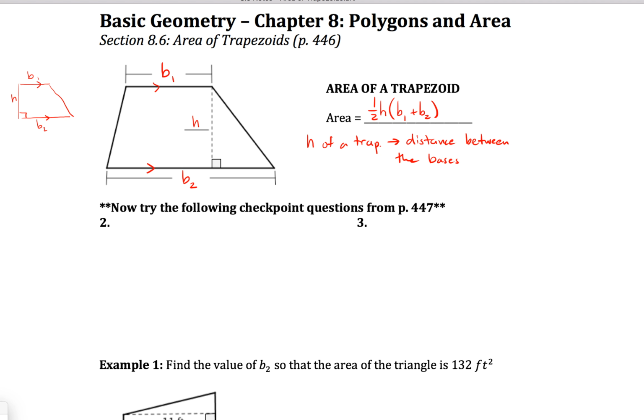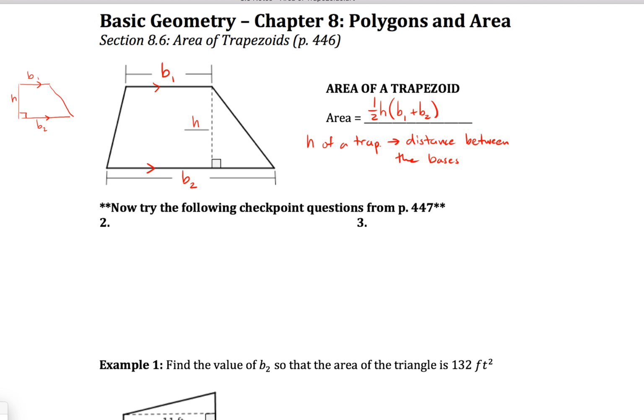Also, you might want to remember that the bases don't always have to be on the top and the bottom. We're going to take a look down here when we get down to example 1. We'll take a look at a picture where the bases are not necessarily top and bottom. So keep that in mind. The bases are the parts that are parallel.